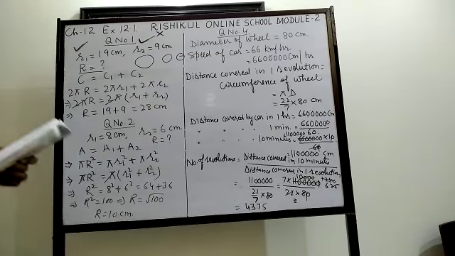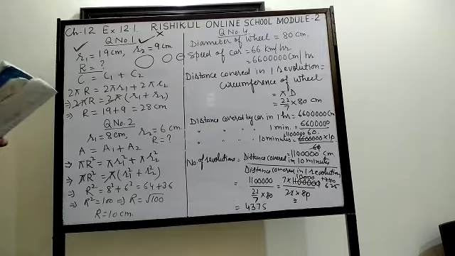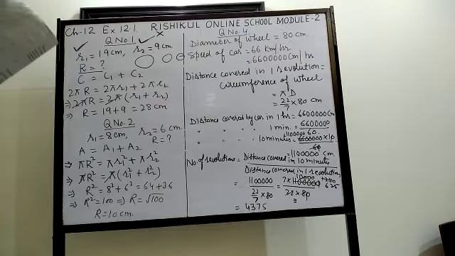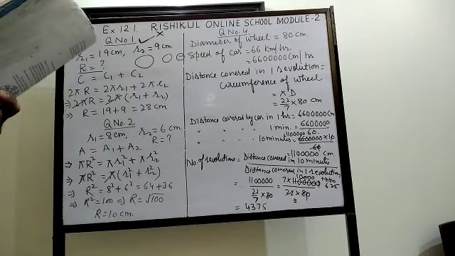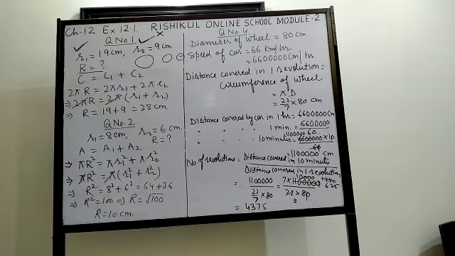Same question number 2 beta. The radii of two circles are 8 centimeter and 6 centimeter respectively. Find the radius of the circle having area equal to the sum of the areas of the two circles.